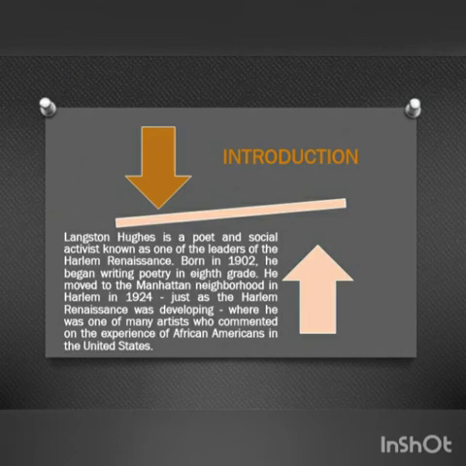Langston Hughes was a social activist known as one of the leaders of the Harlem Renaissance. Born in 1902, he began writing poetry in 8th grade. He moved to the Manhattan neighborhood of Harlem in 1924, just as the Harlem Renaissance was developing, where he was one of many artists who commented on the experience of African Americans in the United States.